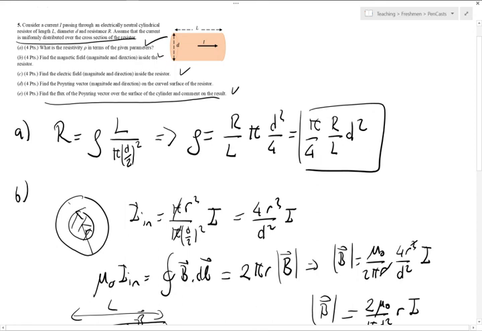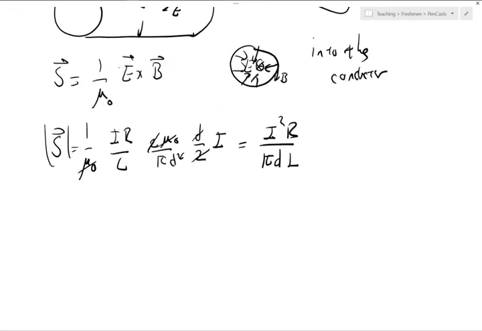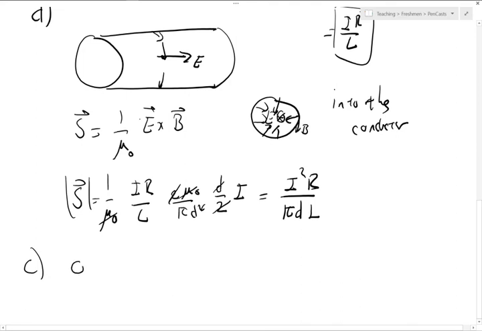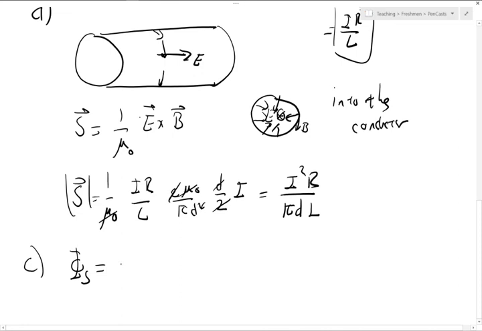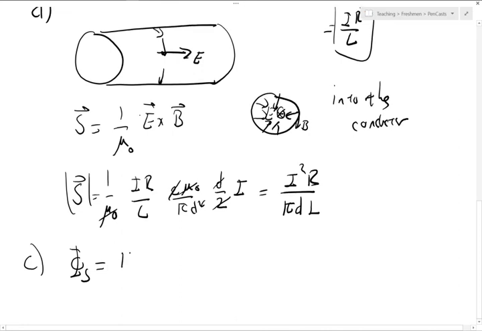Find the flux of the Poynting vector over the surface of the cylinder. Over the surface of the cylinder, the Poynting vector is constant, so this is basically the side area of the cylinder. The lateral area of the cylinder is 2 pi times d over 2, which is the circumference of the circle, times the length L, times S magnitude. These cancel. This is I squared R.